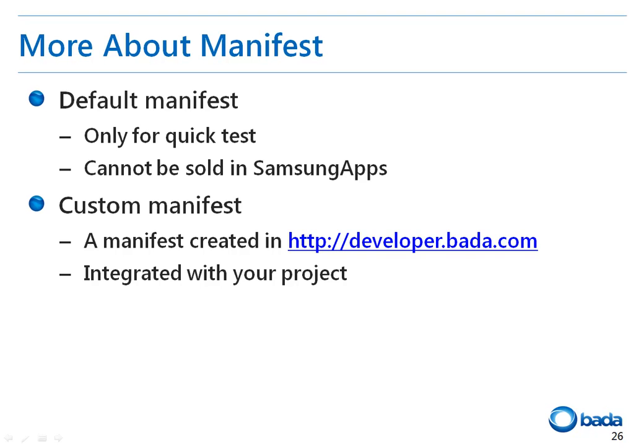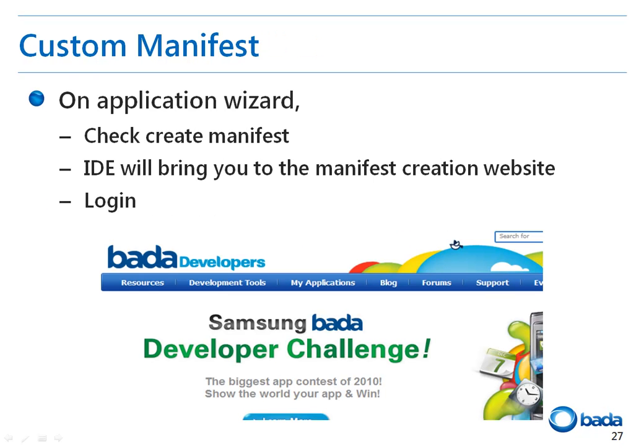You can create a custom manifest through the web, developer.bada.com website, and use it by downloading and integrating it into the project. Now, let's briefly look at how you can create a custom manifest. If you select Create Manifest instead of Default Manifest in the application template, Internet Explorer is launched and is directed to the developer.bada.com website. You have to first log into the website.